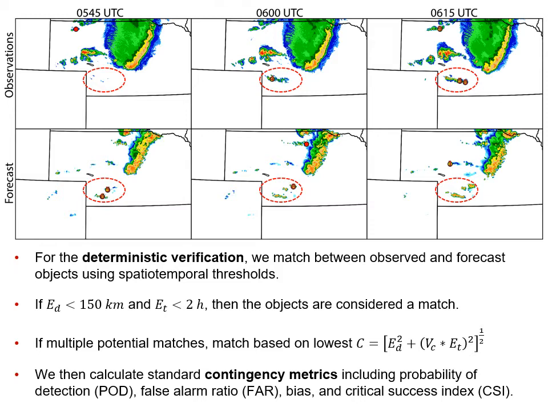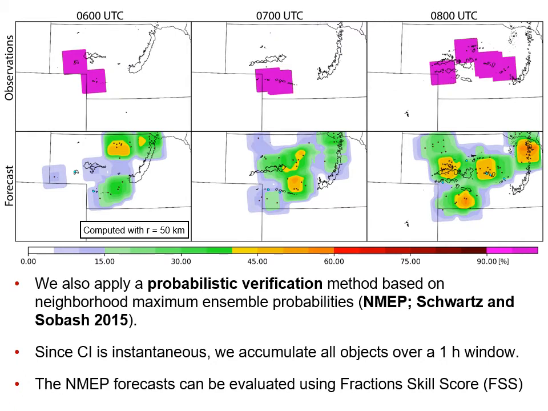Once we've matched between the pairs, then we can calculate standard contingency metrics such as probability of detection, false alarm ratio, etc. So for the probabilistic verification, we accumulate all objects over a 1 hour window and then calculate neighborhood maximum ensemble probabilities. And MEP basically measures the probability of an event occurring within X kilometers of a region. There's an example for the same case shown here.